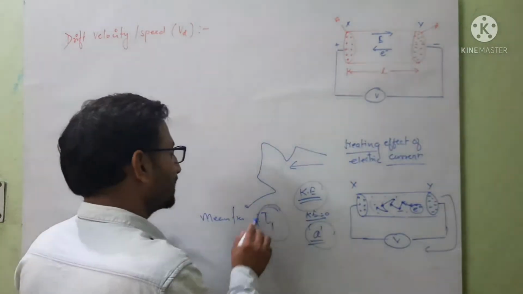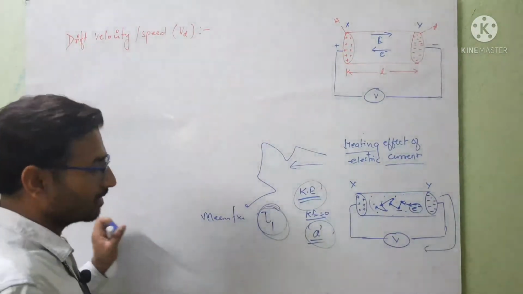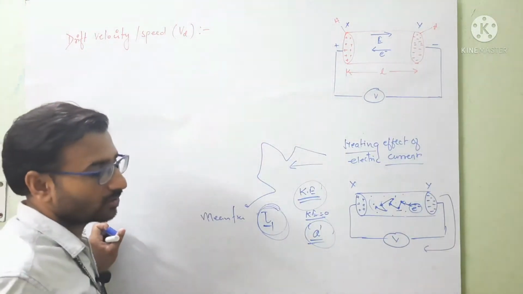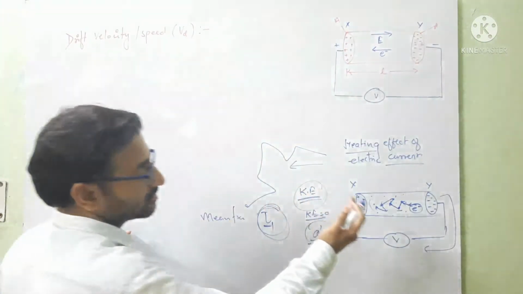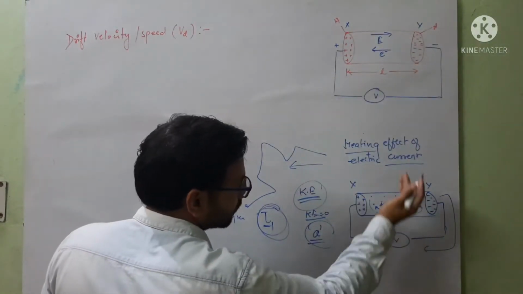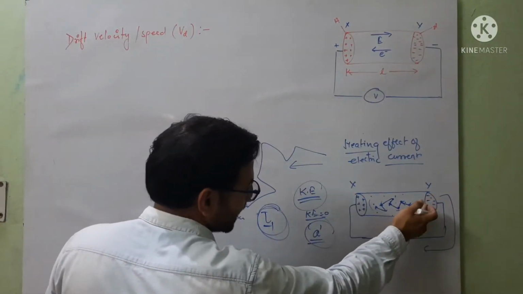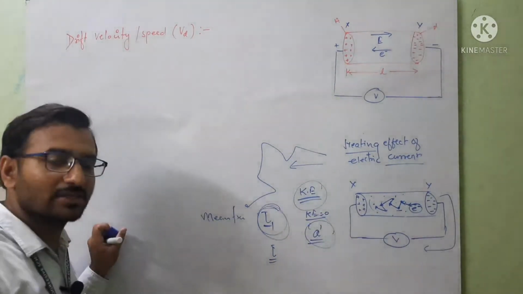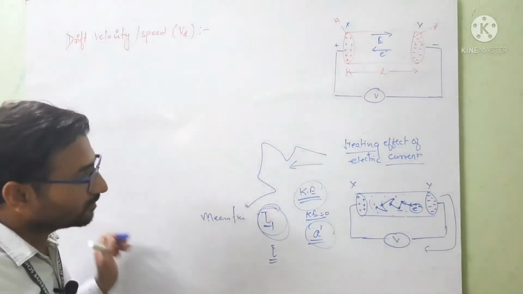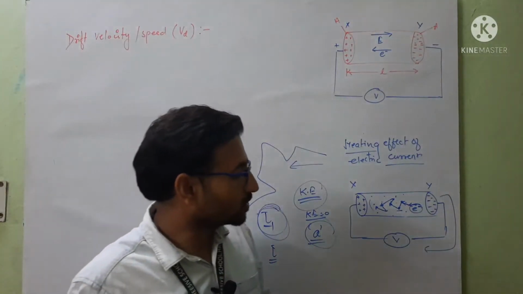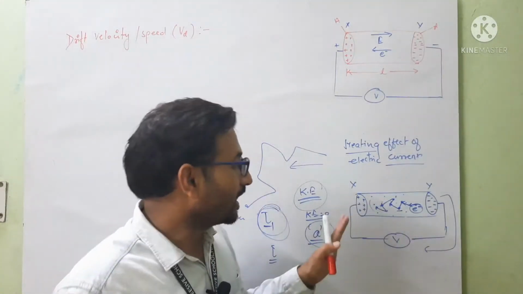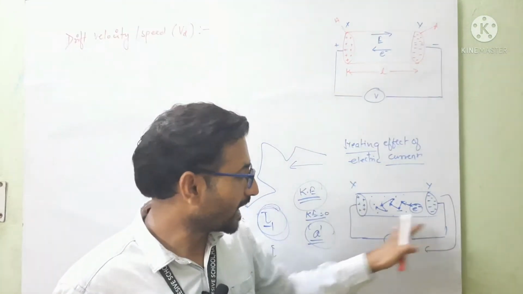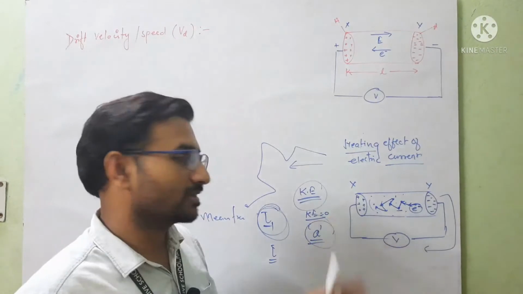So after that, the average time taken by the electron to complete the journey from the Y terminal to X terminal is called a relaxation time, which we will discuss later on. Got it? So first you have to understand how the motion of the electron in the conductor is, and under the influence of external electric field it will have some acceleration.